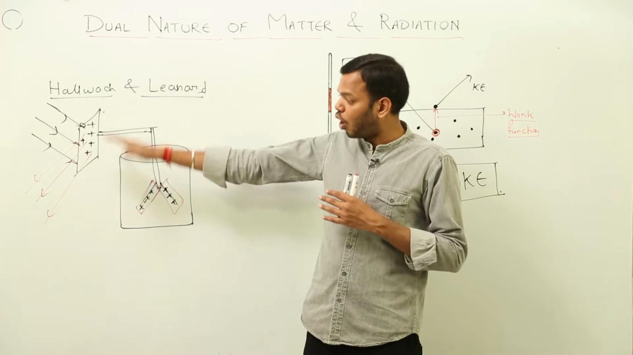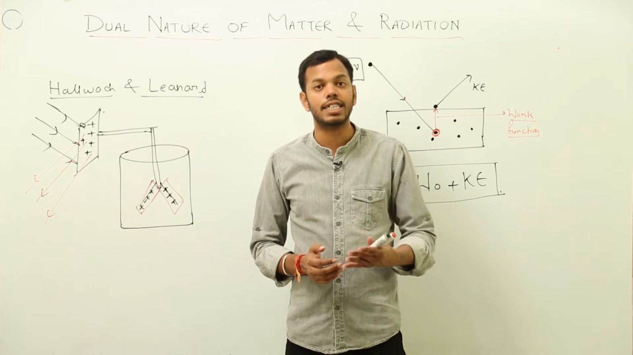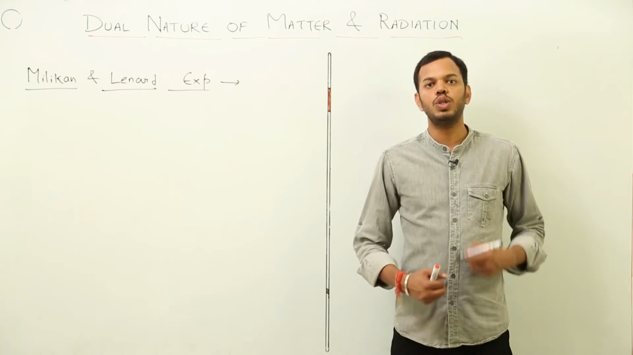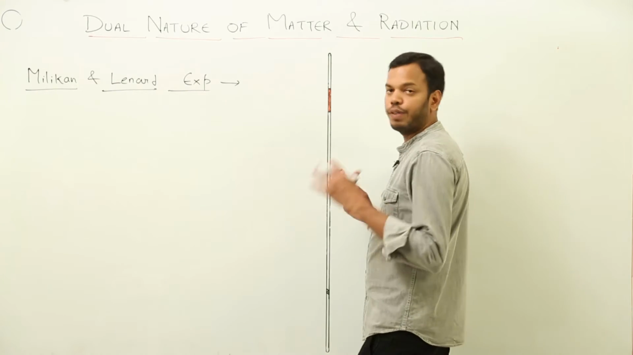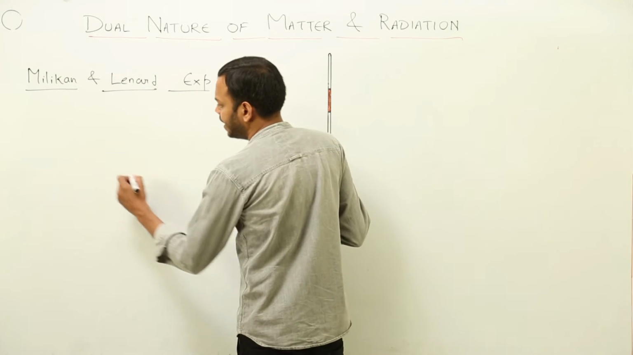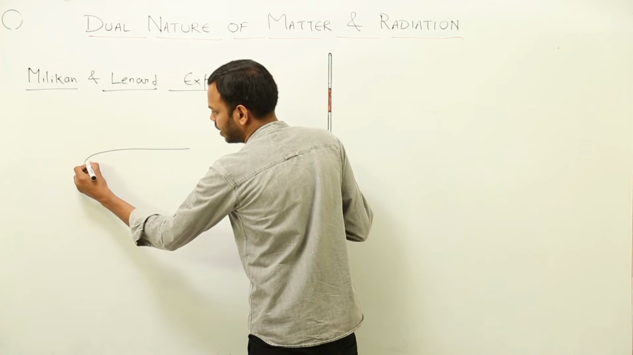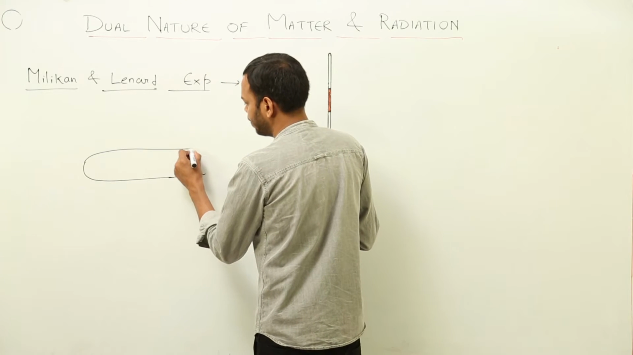Following this experiment, Lenard and Millikan performed a detailed experiment on photoelectric emission. To study it in detail, Millikan and Lenard devised an experiment. What they did, they took a vacuumized glass tube.